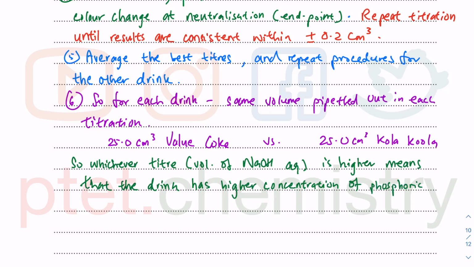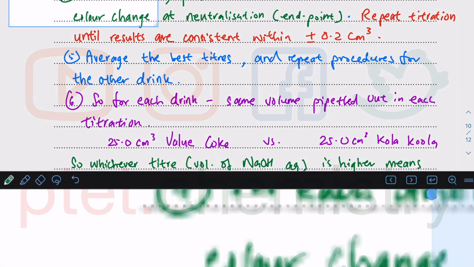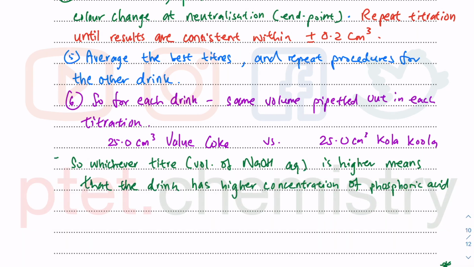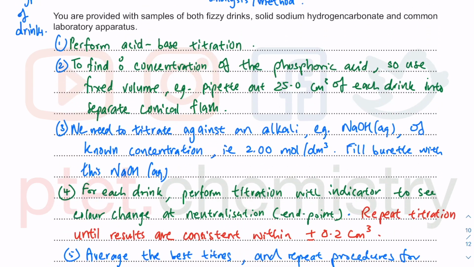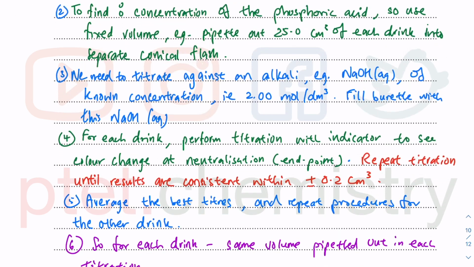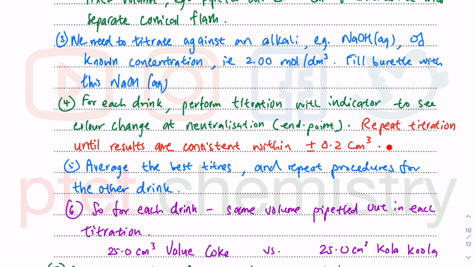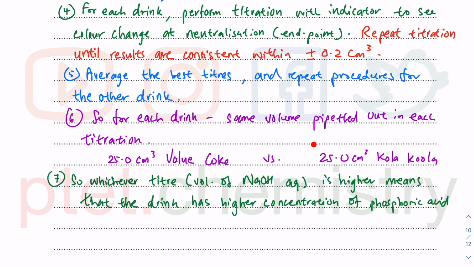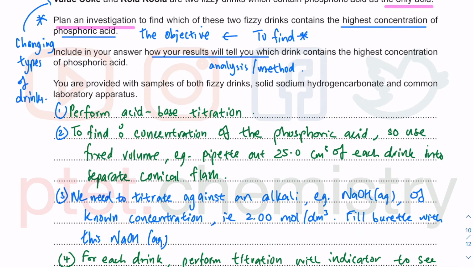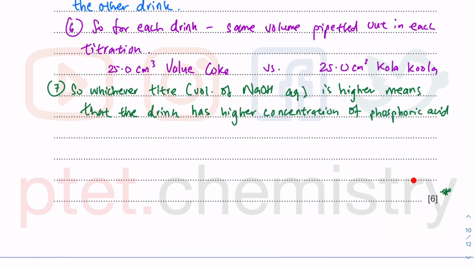I wonder how many marks this one is. They were around 6 marks. I think I've just analyzed all the information there already. I've got 7 points, but probably you get away with the idea of what you are going to do, and how you are going to do it with all the correct apparatus. And you're going to repeat the titration until your results are consistent within an acceptable margin. Average the titers, but you must talk about comparisons, because it says to describe in your answer how your result will tell you which one contains a higher concentration of the phosphoric acid. So that's pretty much all the space I have there.